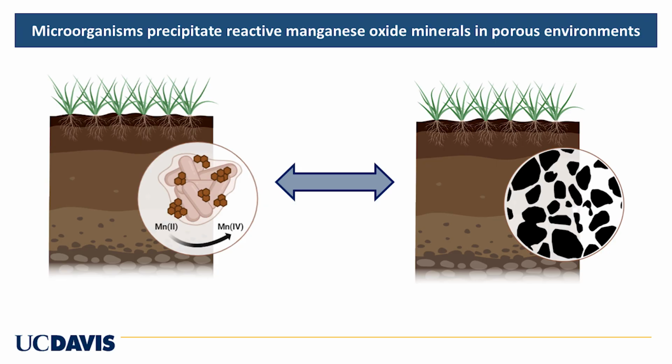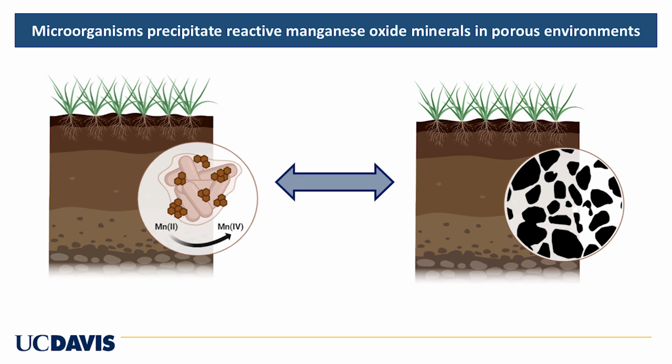Manganese oxides are highly reactive minerals that influence biogeochemical processes, including nutrient cycling and contaminant mobility. They have a particular affinity for toxicant metals, making them an effective tool for soil remediation or water treatment.